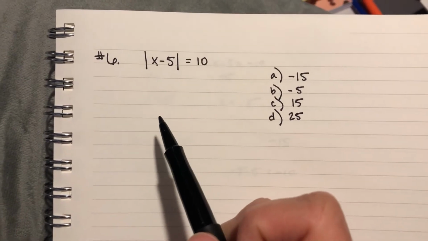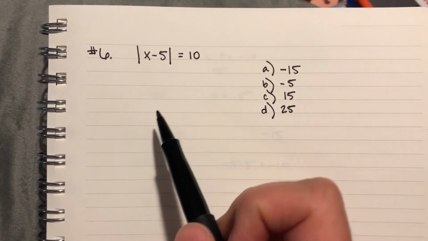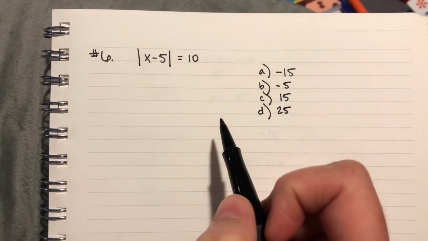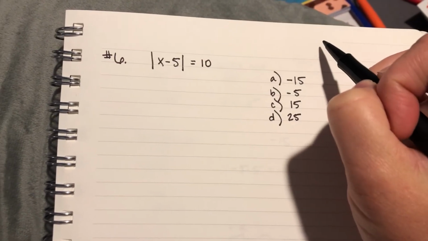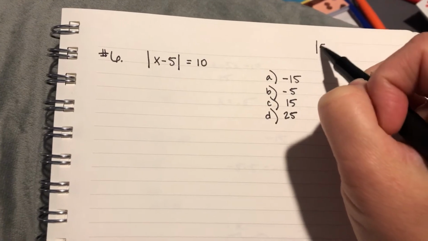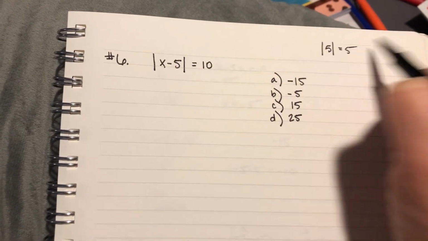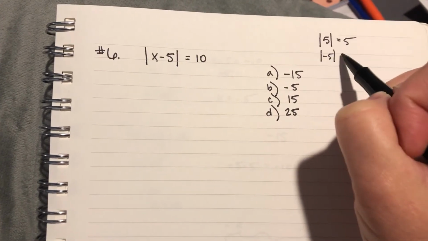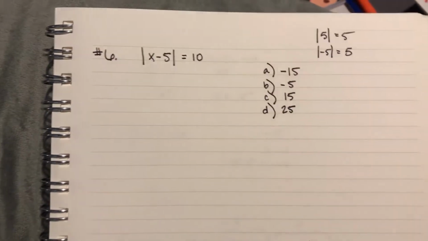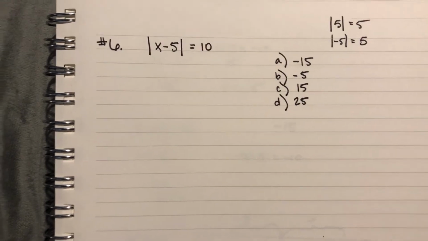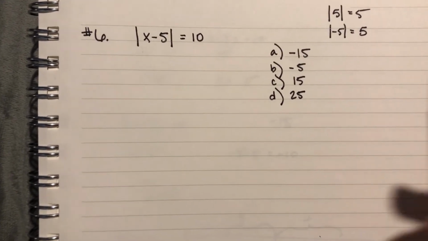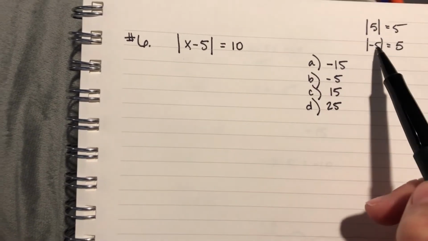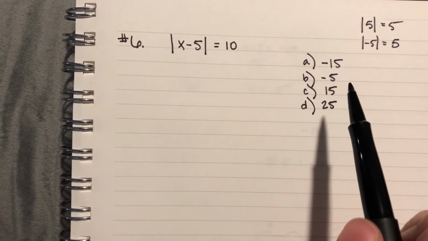So what you need to remember about absolute value is that any number, its absolute value is just its distance away from 0. So for example, if we said the absolute value of 5, it is 5 units away from 0. If you said the absolute value of negative 5, it is also just 5 units away from 0, but in the other direction. So when you're doing problems like this, you can just think about the value of the number and not necessarily its sign.